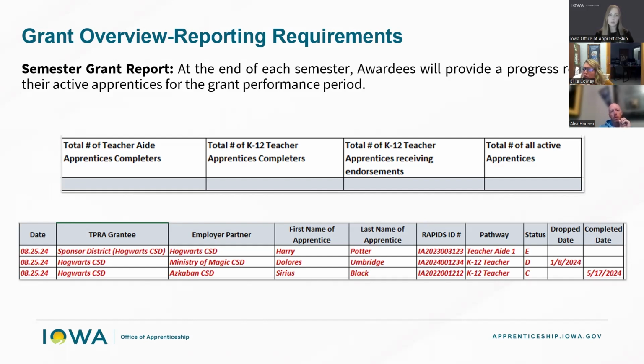That status is important because we're looking for any changes that may have occurred within that performance period. So we'll know if the apprentice is still enrolled, if an apprentice has dropped or canceled, and also if an apprentice has completed and which date they completed.